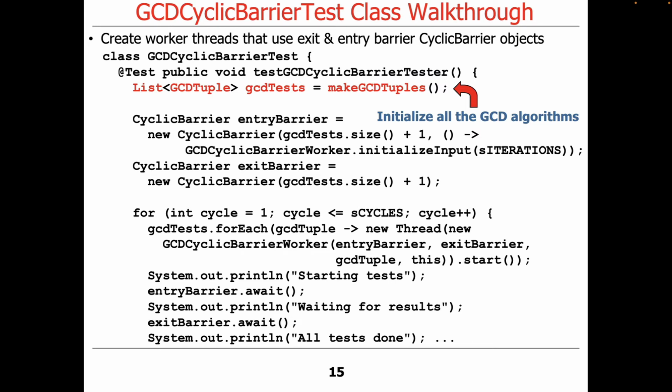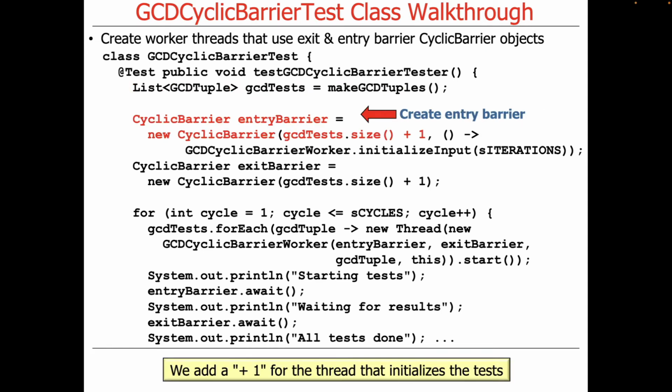There are a few things here we're not going to spend a lot of time on. There's a factory method called makeGCDTuples, which initializes all the GCD algorithms and sticks them in a list. So we have a list of GCD tuples, and that contains all the information needed to run each of the algorithms. We then go ahead and create the entry barrier.